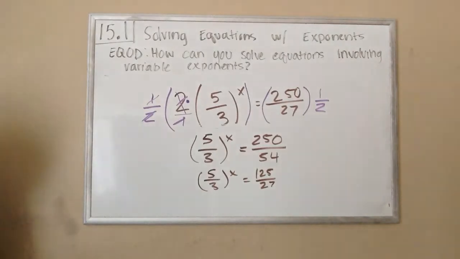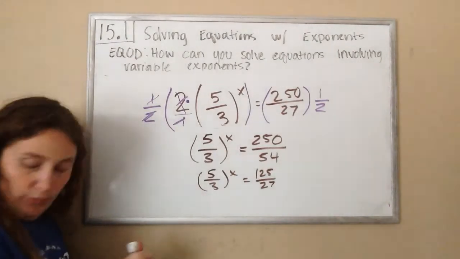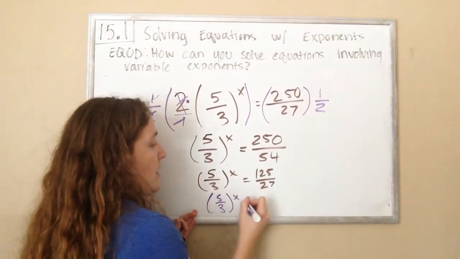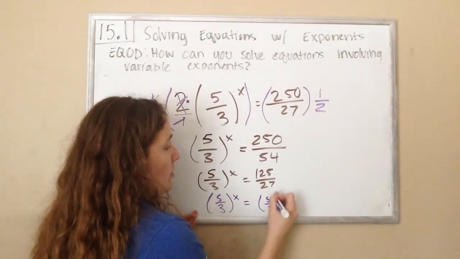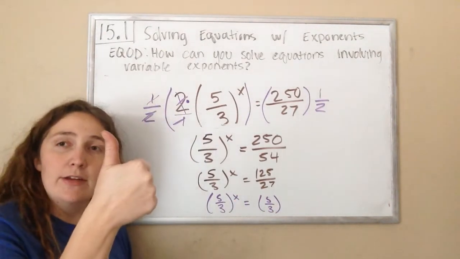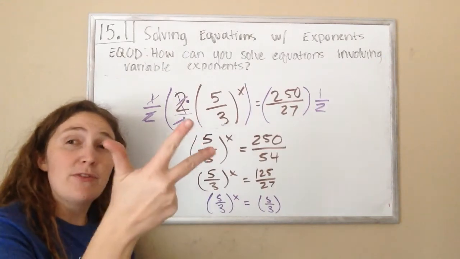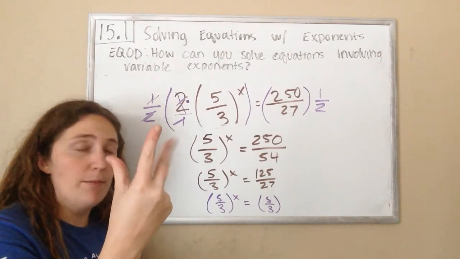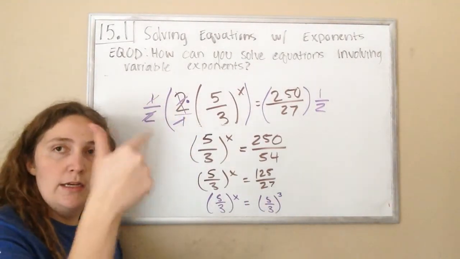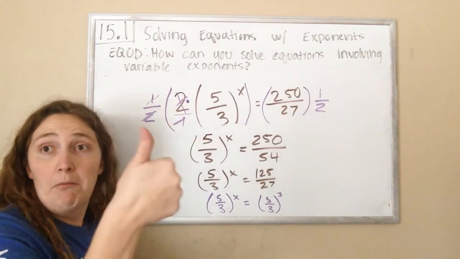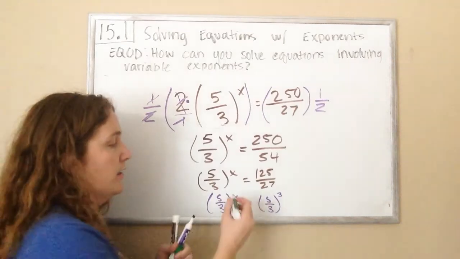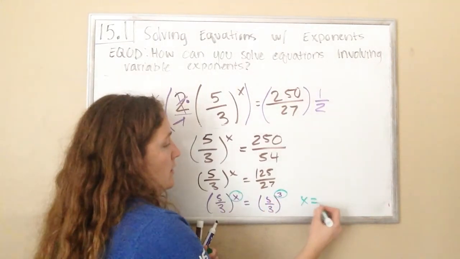Okay. And now let's think. So now we have to rewrite this as them having the same bases, so 5 over 3. And now we're thinking about what exponent. So 5, let's check 5. 5 times 5 is 25, times 5 is 125. So I'm thinking the exponent is probably 3, but let's check the denominator. 3 times 3 is 9, times 3 is 27. We're good. Okay, so that means that our x value right here is equal to 3.